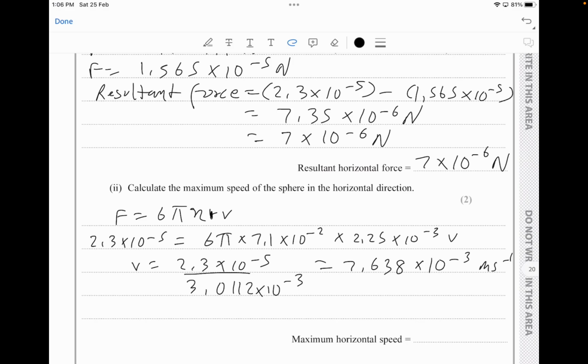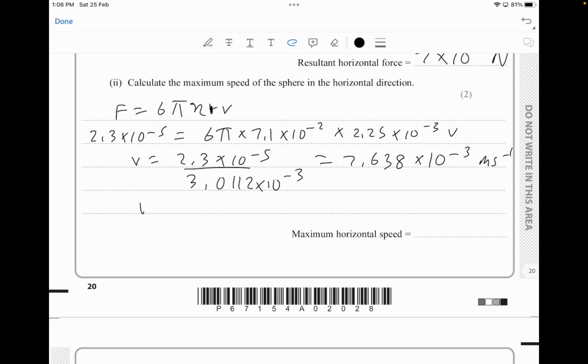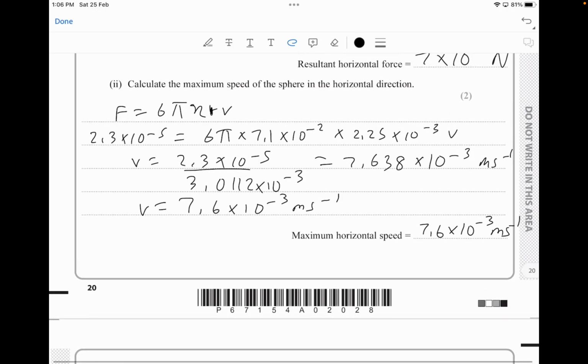Meters per second. So it's going to give you a final answer of about velocity is equal to 7.6 times 10 raised to the power negative 3 meters per second. Now this is going to be the answer if you round it off. So 7.6 times 10 raised to the power negative 3 meters per second. Now this is the correct answer. All right, let's move on to the next question.